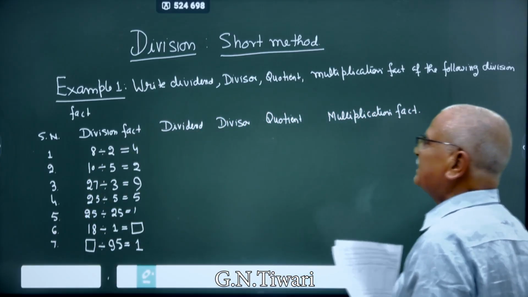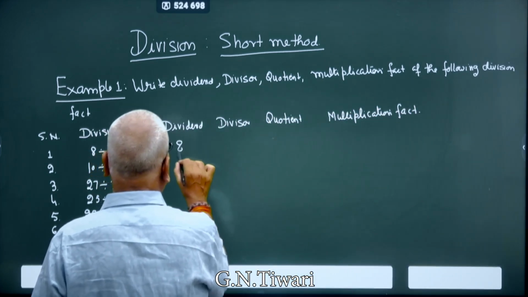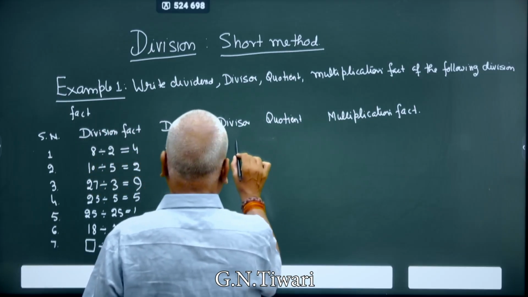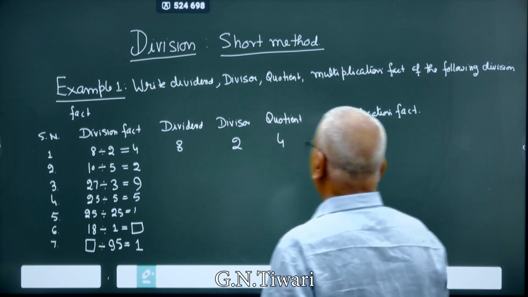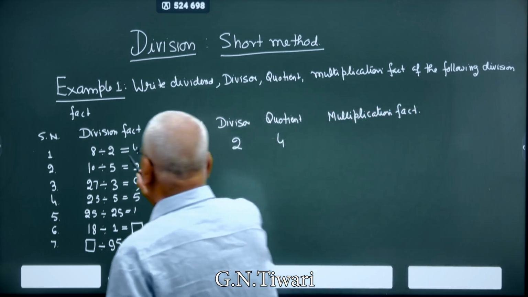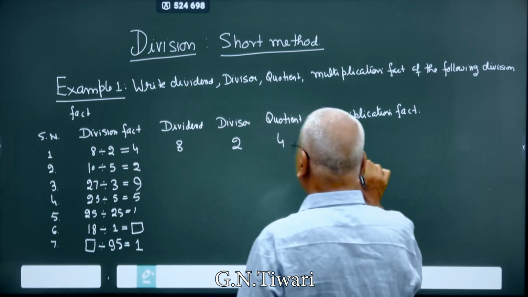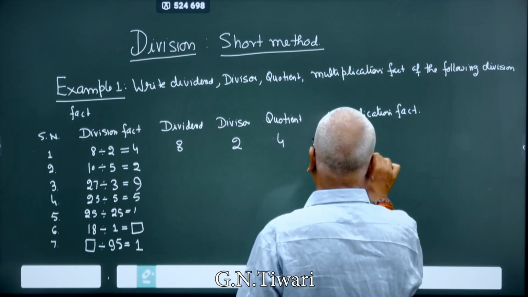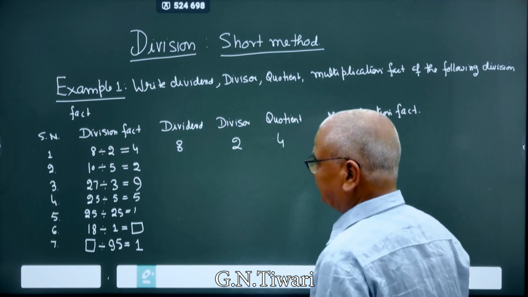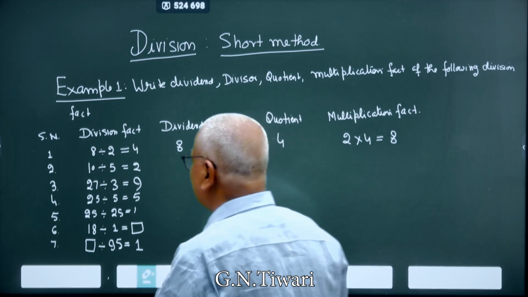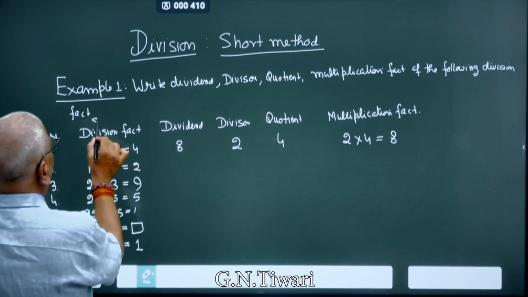Now the question is, what is the dividend here? That 8 is the dividend, 2 is the divisor, and 4 is the quotient. And what is the multiplication fact? If you multiply 2 by 4, means divisor into quotient, 2 into 4 is equal to 8. This is the multiplication fact. And this division fact is a short method.